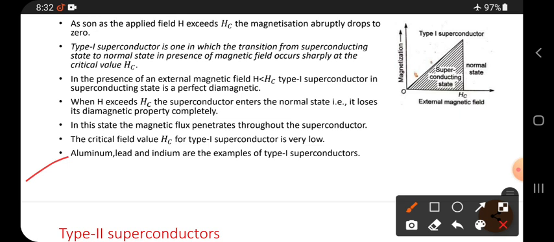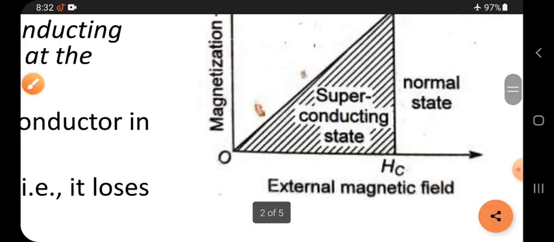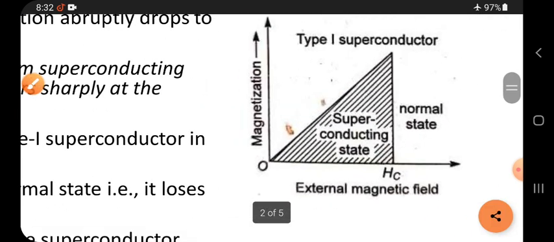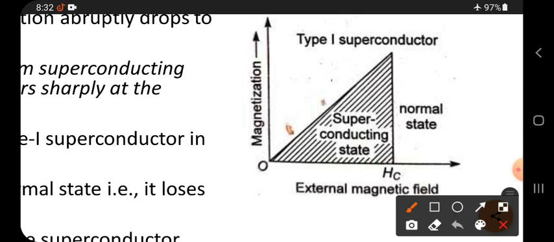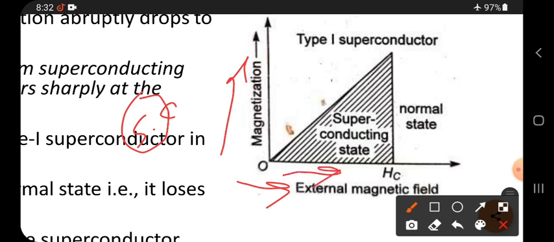Examples: aluminum, lead, and indium are examples of type 1 superconductors. See the figure diagram also. When an external magnetic field is applied in this direction, at the beginning the substance is a superconductor. Slowly we are increasing the applied magnetic field.